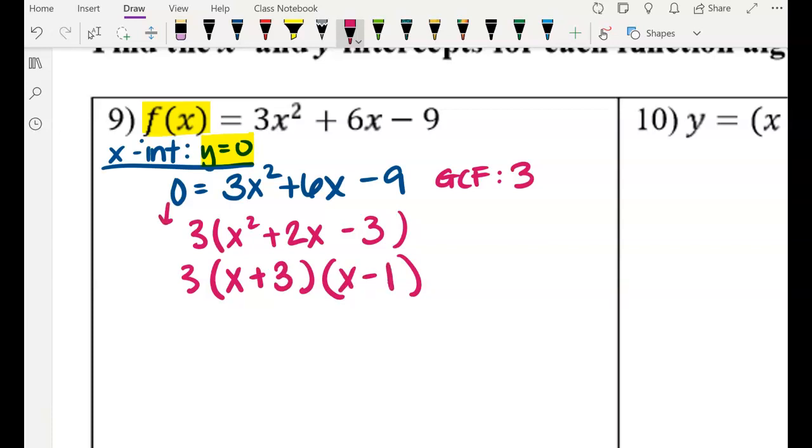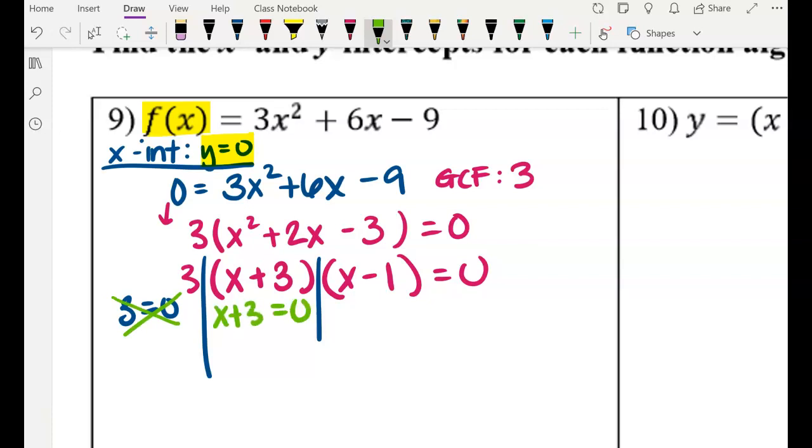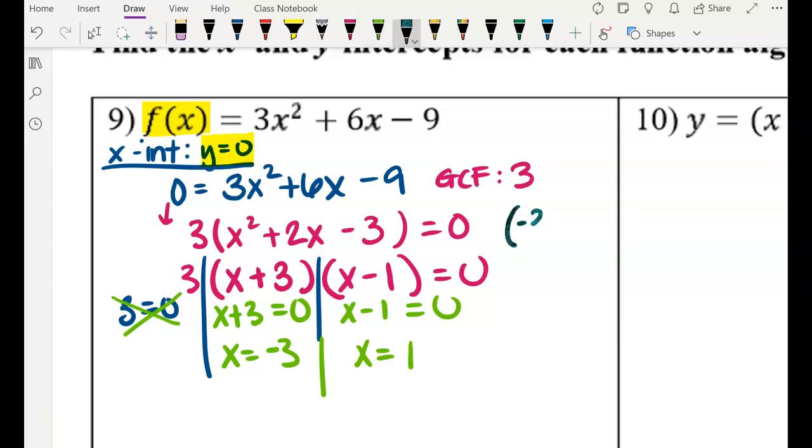Remember, this equals 0, so we take each factor and set it equal to 0. 3 equals 0? Well, let's think about that. Is 3 ever going to be 0? That's not true, we don't need to keep it. Next, x plus 3 equals 0, and x minus 1 equals 0. So x is negative 3, and over here, x equals 1. Remember, x-intercepts we have to write as ordered pairs. So we have 2 x-intercepts: negative 3, comma 0, and 1, comma 0.